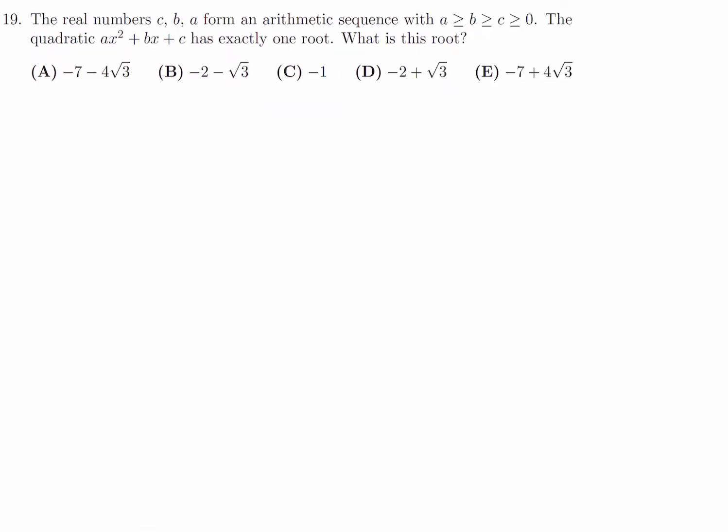Number 19. C, B, A form an arithmetic sequence with A greater than or equal to B, greater than or equal to C, greater than or equal to 0. The quadratic ax squared plus bx plus c has exactly one root. What is this root?